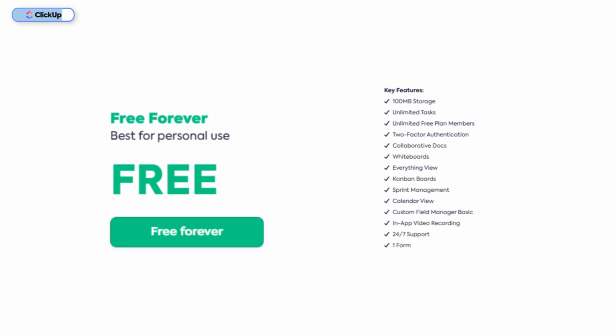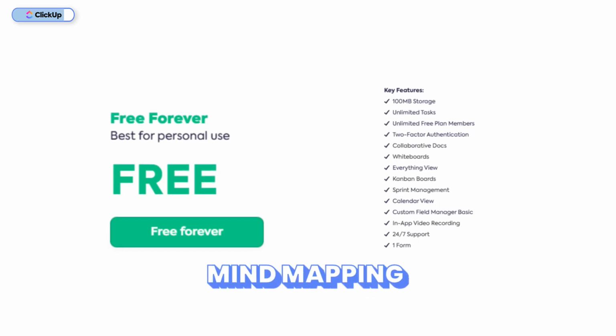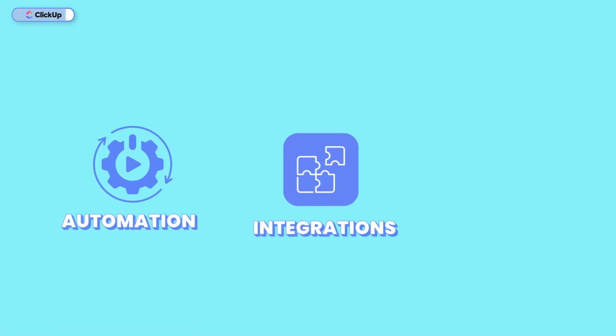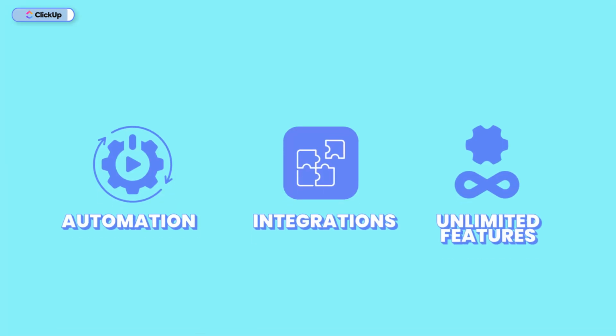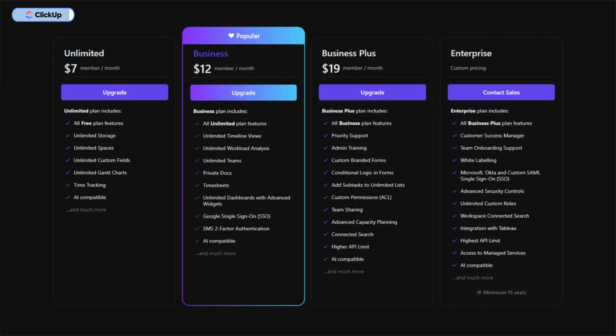ClickUp offers a generous free plan that includes mind mapping, but if you want additional automation, integrations, and unlimited features, you'll need a paid plan. The unlimited plan starts at $7 per user per month, while the business plan, which adds advanced tracking and workload management, is $12 per user per month. For larger teams, Business Plus offers additional automation and priority support at $19 per user per month.